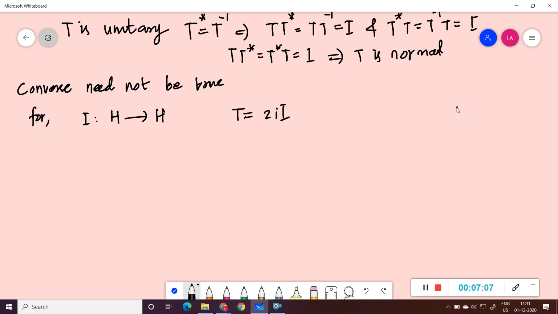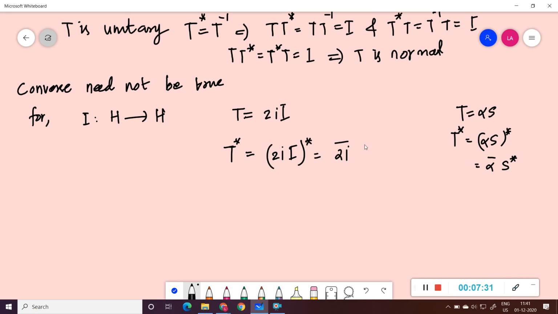Then T is of the form alpha S. Then T star should be alpha bar times S star. So T star should be equal to 2i capital I star, which is 2i conjugate times I star. I star is I, and 2i conjugate is minus 2i, so T star is minus 2i I. So here T star and T are not the same. From that we can clearly say that T is not self-adjoint, because T star is minus 2i I, T is 2i I, which are not the same.